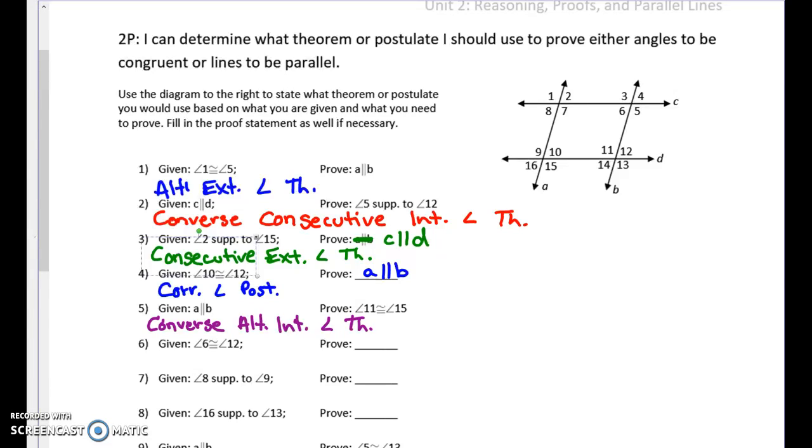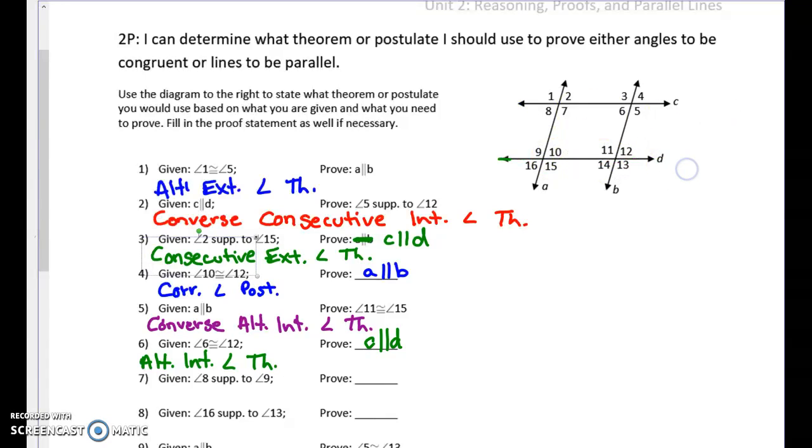If I'm given that 6 is congruent to 12, let's look at 6 and 12. Well, if those are congruent, then that would mean that C would be parallel to D by the alternate interior angle theorem, because 6 and 12 are alternate interior angles. And I use the regular version, not the converse, because I'm proving lines to be parallel. Now let's take a look at our next problem.